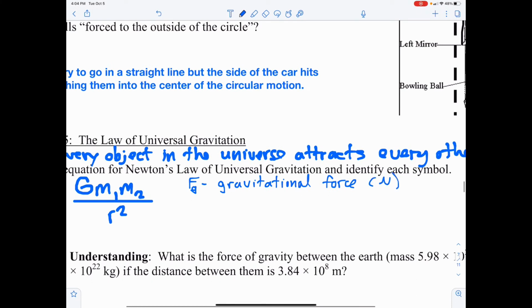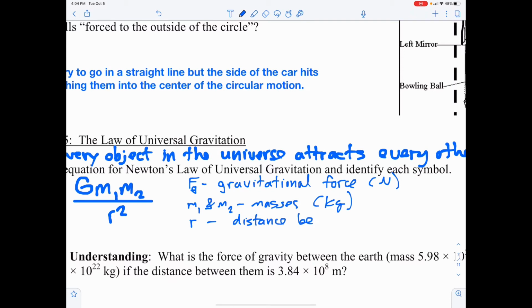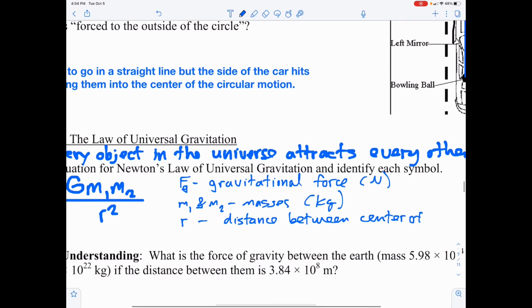The gravitational force is in newtons, and it's going to be attractive. M1 and M2 are two masses, mass 1 and mass 2 respectively, both in kilograms. And R is the distance between the center of these masses.